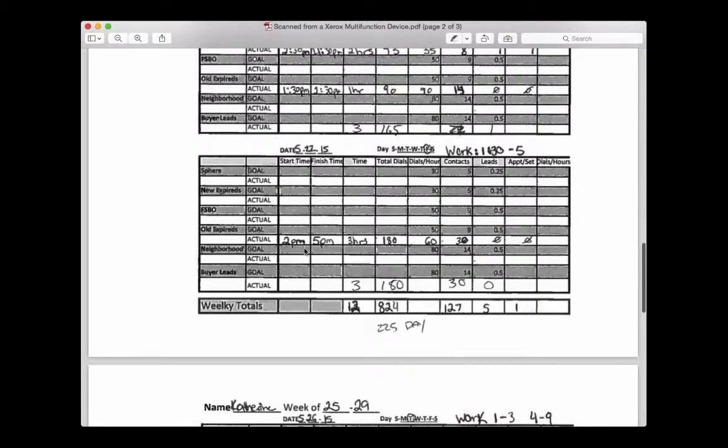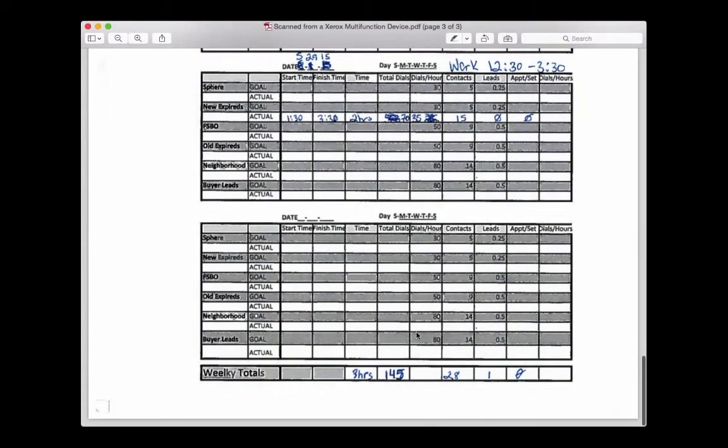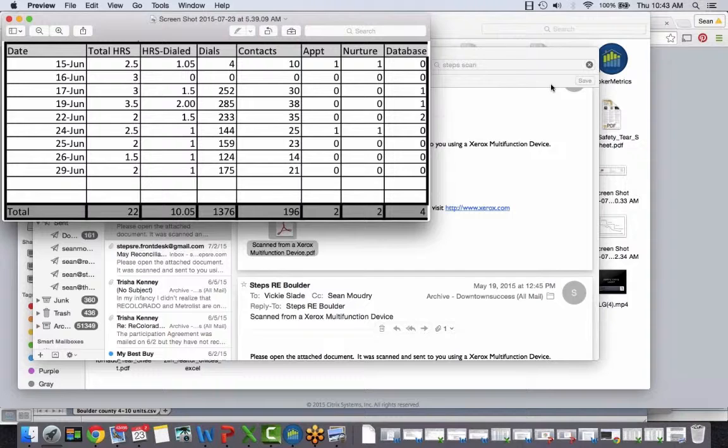And then down here, you see, again, this day she did old expireds 2 to 5, 3 hours, 180 dials, 60 dials per hour, total of 30 contacts, no leads. So as you can see here, when we come down, I can show you her totals for the week. Let me go to a different screen for you guys, and I'll explain to you why this is important here.